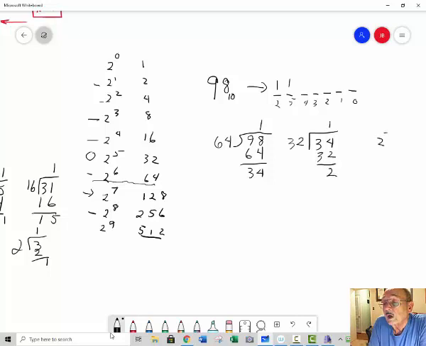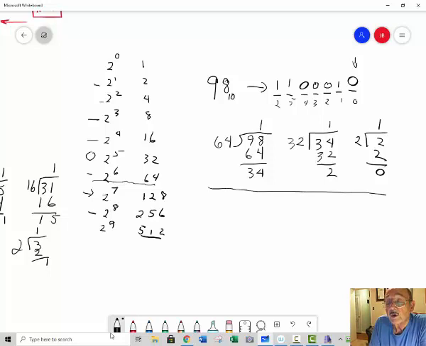So now I want to divide the 2. Well, 2 to the 4th won't go into it, so I'll get a 0 there. 2 to the 3rd won't go into it, so I'll get a 0 there. 2 squared won't go into it, so I'll get a 0 there. 2 to the 1st will go, with a remainder of 0. Well, I don't get any more then, do I? So 98 is 1100010. Even numbers will always end in a 0, because that's either going to be 1 or nothing.